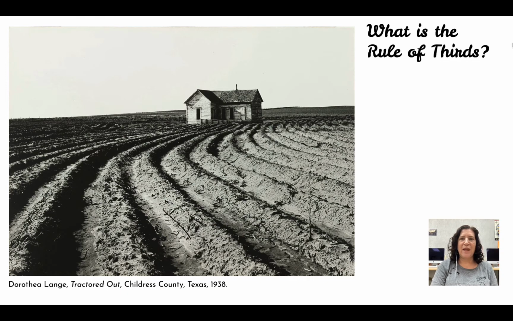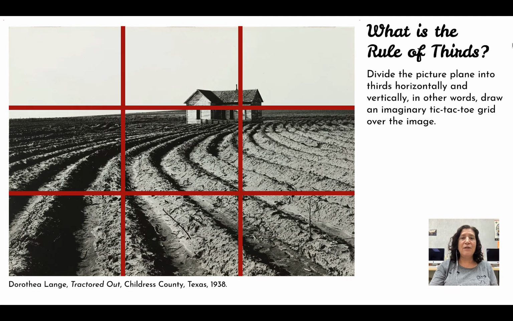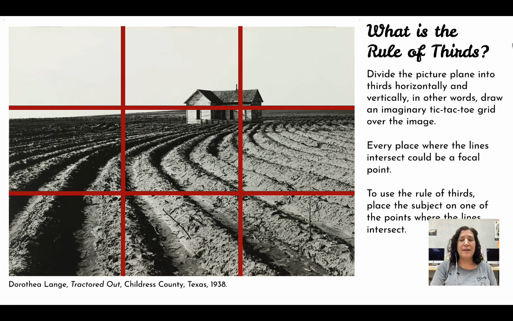So what is it? The rule of thirds is when you divide the picture plane up into thirds, horizontally and vertically. In other words, like a tic-tac-toe over the image. You'll see camera phones or other cameras oftentimes have a setting where they'll put some subtle lines through the viewfinder so you can see that tic-tac-toe design, so you can compose your photos accordingly. What you want to do is place the lines over the main compositional elements and have the focal point be right at the intersection of where those lines intersect.